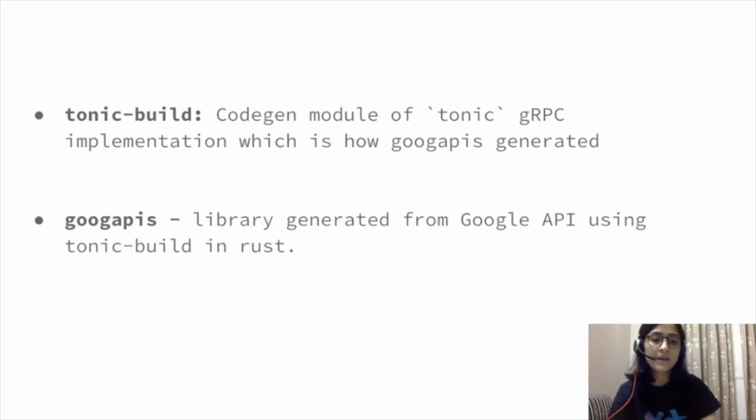Now let's come back to Google APIs. Through this, we now have the Rust implementation of all the Google APIs, including what we need, which is Google PubSub service.